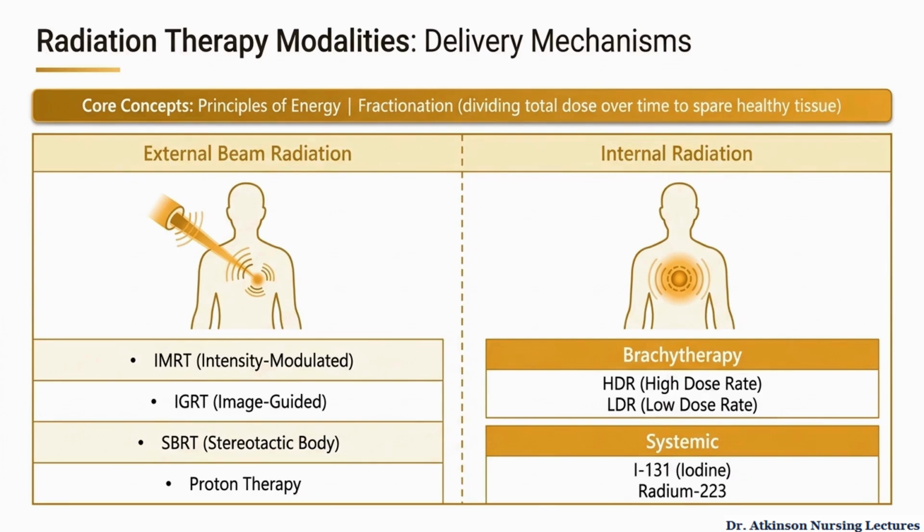External beam therapies include IMRT, IGRT, SBRT, and proton therapy, which improve targeting and reduce damage to surrounding tissue. Internal radiation includes brachytherapy, delivered as high-dose rate or low-dose rate therapy, while systemic radiation therapies such as I-131 and radium-223 circulate throughout the body and require specific nursing safety precautions.